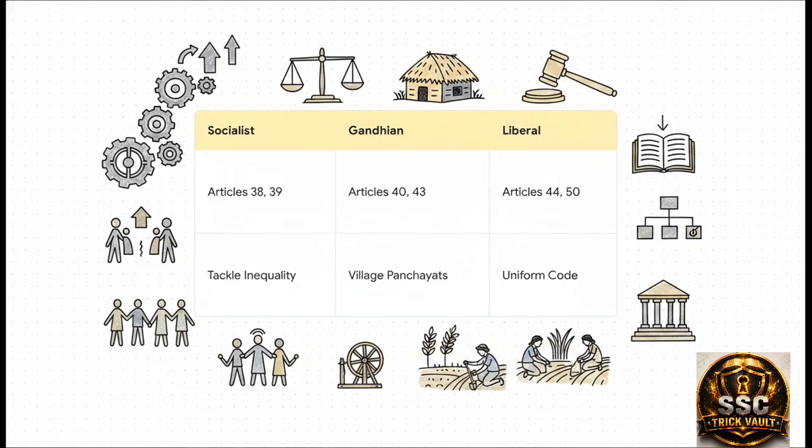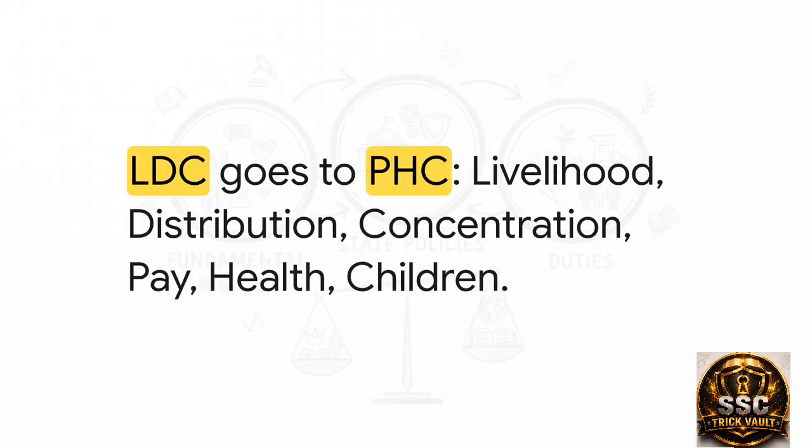These champion rural village panchayats, agriculture, and cottage industries, a true reflection of Mahatma Gandhi's grassroots vision for India. And finally, the liberal intellectual principles. These push for modern administrative goals, like a uniform civil code, and keeping the judiciary completely separate from the executive branch.